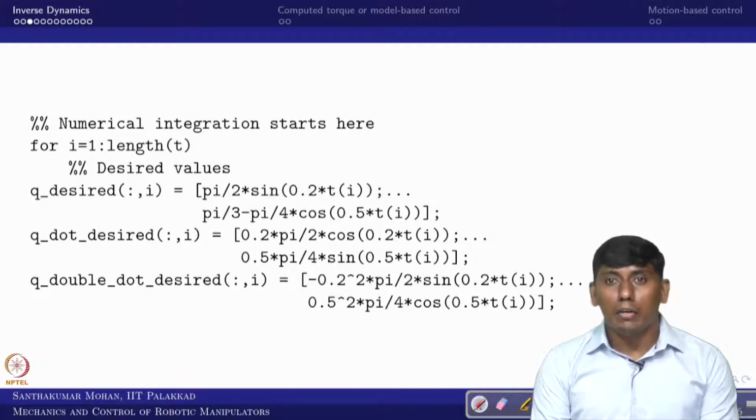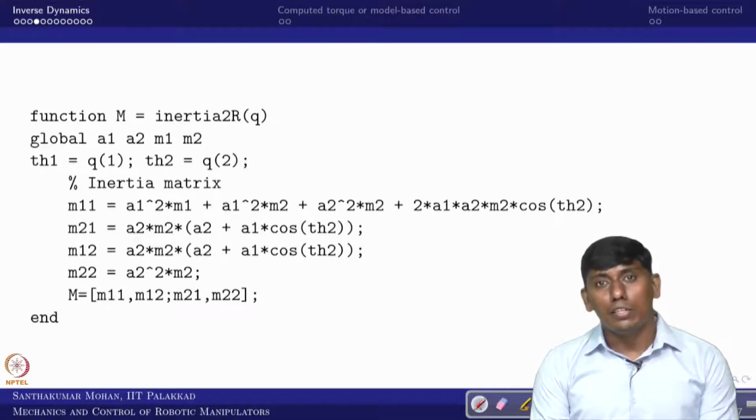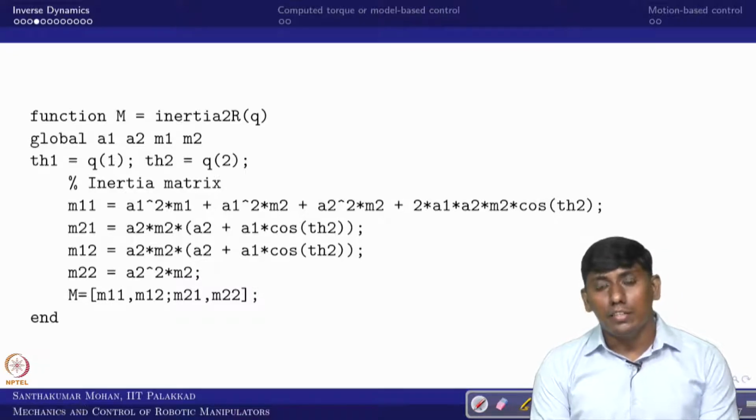Further, for the dynamic model, instead of writing everything inside the for loop, we have made some sub functions. For that, we first take the inertia matrix, which we call inertia 2R. It is going to give the inertia matrix based on q. The q1 is theta 1 and q2 is theta 2, so we can calculate the inertia matrix. In this case, it's a 2R serial manipulator, so it is 2 cross 2.